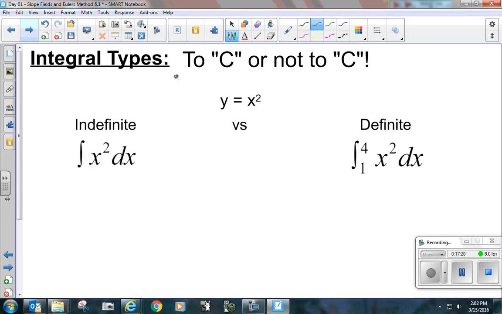If we have an equation y equals x squared, there is the indefinite version and the definite version. Definite means we have bounds. Because we just figured out that when there are no bounds, we had to put a C at the beginning of class, because we don't know if there's a constant or not.